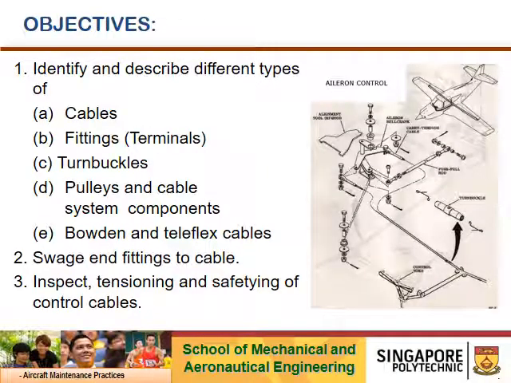So the objective of this lesson is to identify and describe various different types of cables, fittings, turnbuckles, pulleys, and cable system components, and what Bowden and Teleflex cables are, swaging and fitting to cable, and lastly we talk about inspecting, tensioning, and safetying of control cable.